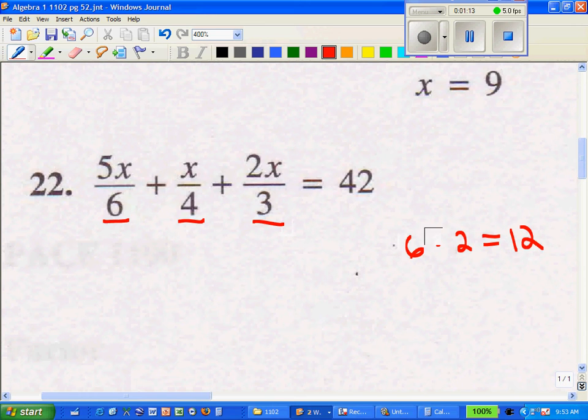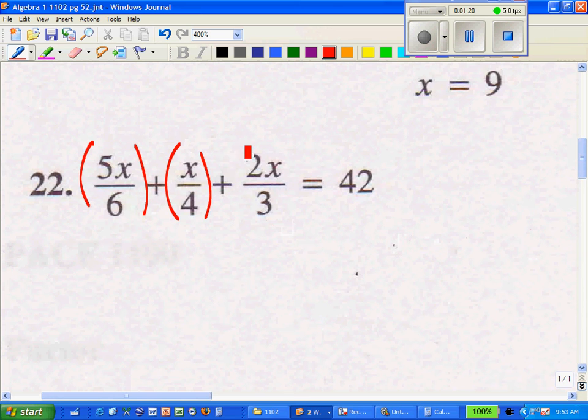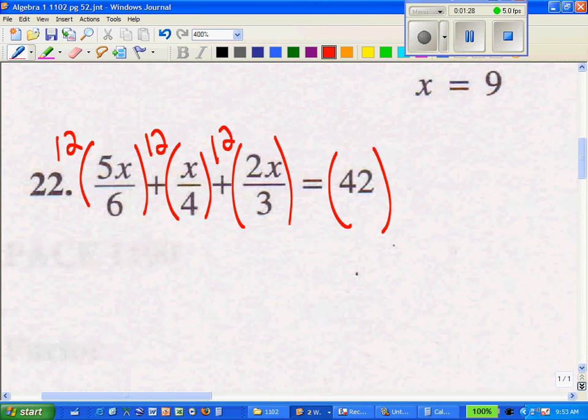So what I'm going to do, once I find the common denominator, I multiply all my fractions by the common denominator. And actually, I multiply all the terms in the equation by the common denominator. 6 goes into itself once, goes into 12 twice. 4 goes into itself once, goes into 12 three times. 3 goes into itself once, goes into 12 four times.